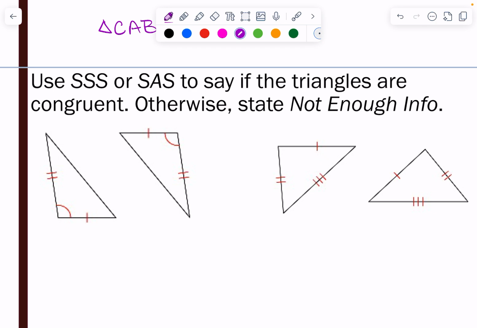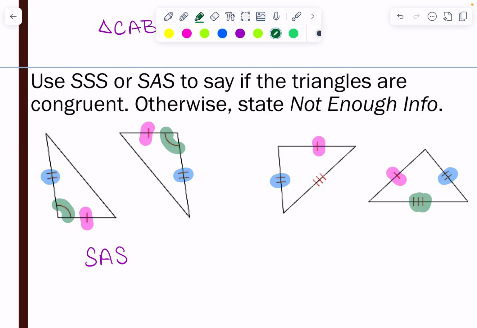So let's take a look. Do we know a corresponding side is congruent? Yes. Do we know a second corresponding side is congruent? Yes. And thirdly, do I have the angle congruent between them? And the answer is yes. So this one would be congruent by side, angle, side. Okay, let's look at the second one over here. Do I have corresponding sides congruent? Yes. Do I have a second pair? Yes. Do I have a third pair? Yes. So therefore, this one would be congruent by side, side, side.